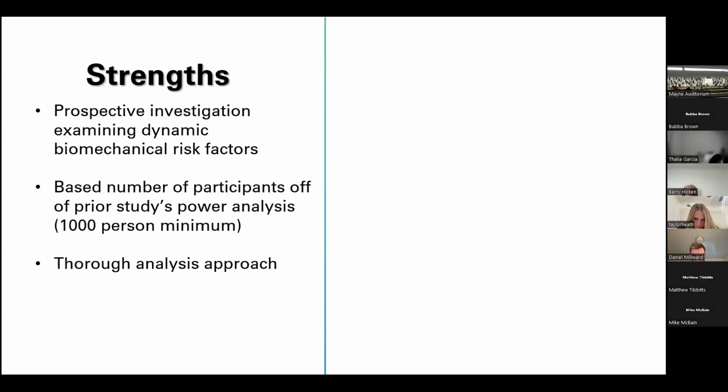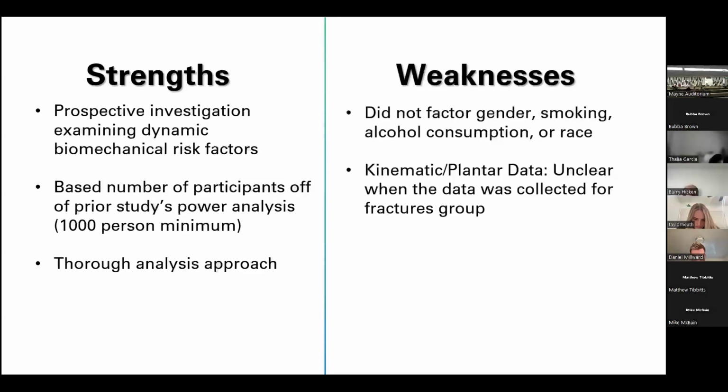On the weaknesses side, they did not account for gender, smoking, alcohol consumption, or race, which I did find pretty interesting because to my understanding, those are pretty standard epidemiological factors. And I was kind of curious if anybody had any thoughts on why or why not that would be a good thing to consider or keep out.